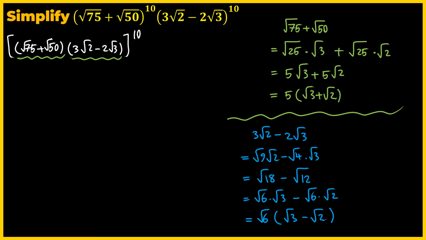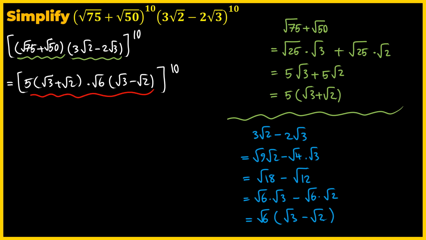Great. Now we need to do the replacements, and if we do that, we should get 5 times the quantity root 3 plus root 2 multiplied by root 6 times the quantity root 3 minus root 2, and then the whole thing is raised to the power of 10. Next, we need to multiply all of these factors out, and the interesting thing is this factor and this factor are conjugates, so if we multiply them out based on the difference of two squares identity, we should get root 3 squared minus root 2 squared, which gives us 3 minus 2, which is the same thing as 1.